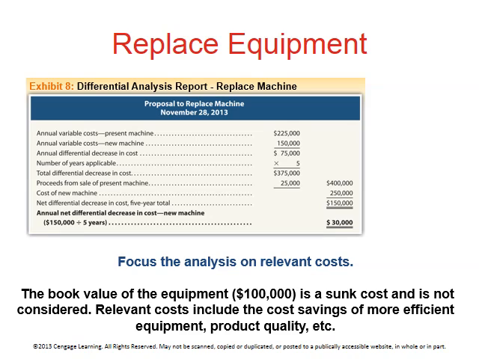And we focus only on the relevant cost. The book value of the equipment that we currently have is sunk cost. It's irrelevant. We already spent it. So we're only looking at the relevant cost of the decision to replace the equipment.